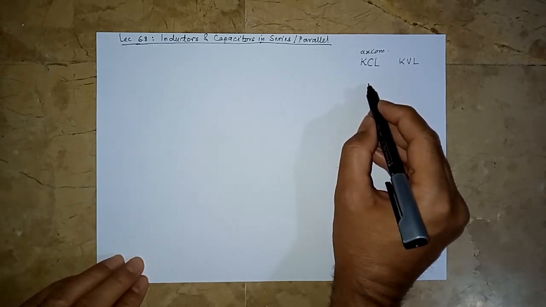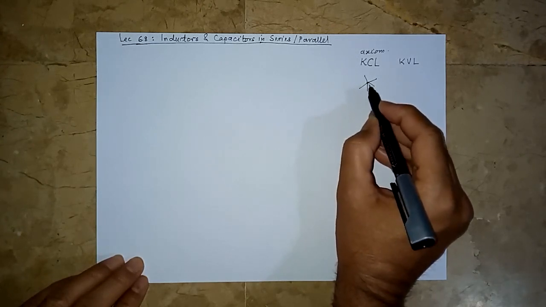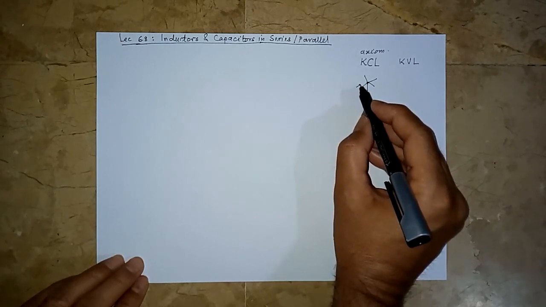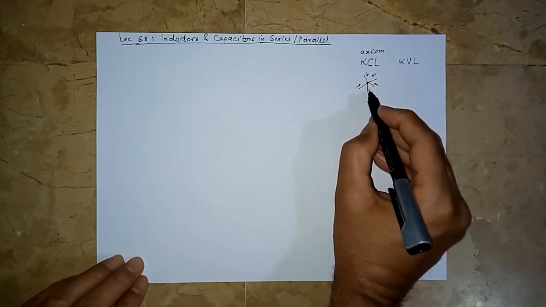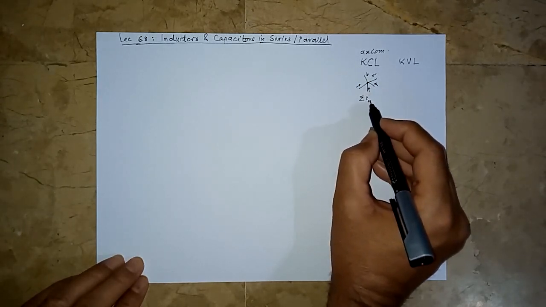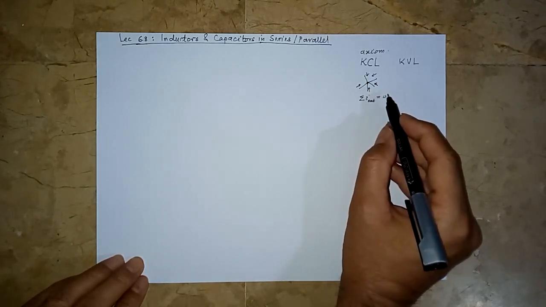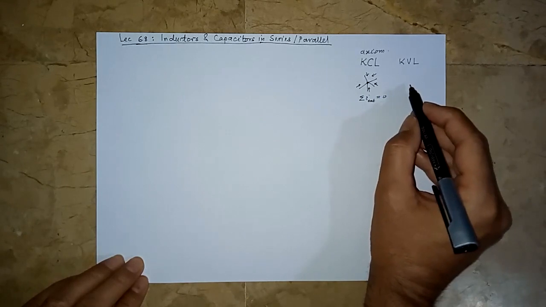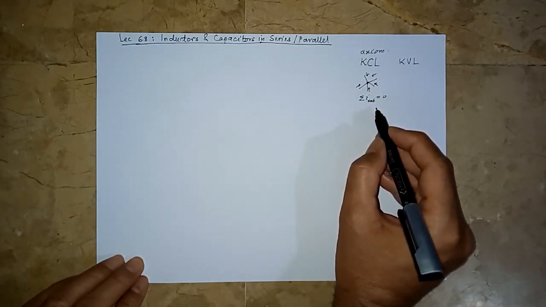So, for example, in the definition of KCL, we assume that there are a few branches and all are joining at a node. Then all the currents entering the node, if we sum them up, we are going to get zero. Obviously, some of the currents would be positive and some negative. Or we can say the sum of all the currents leaving a node is zero.